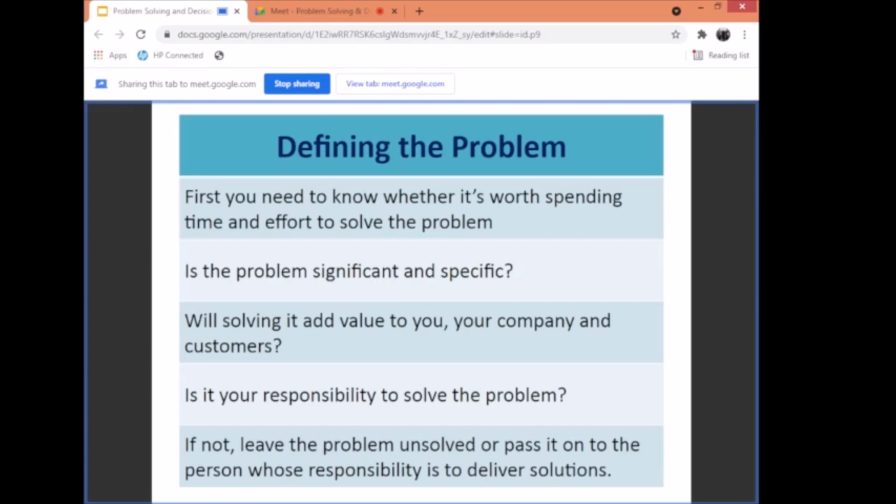So, defining the problem. First, you need to know whether it's worth spending time and effort to solve the problem. Is it meaningful for you to solve the problem? What are the gains in solving this problem? Is it going to solve the problem in terms of the behavior of the people? Is it going to solve the bottom line of the company? The making-money problem. The company is having a problem and they are not making money.